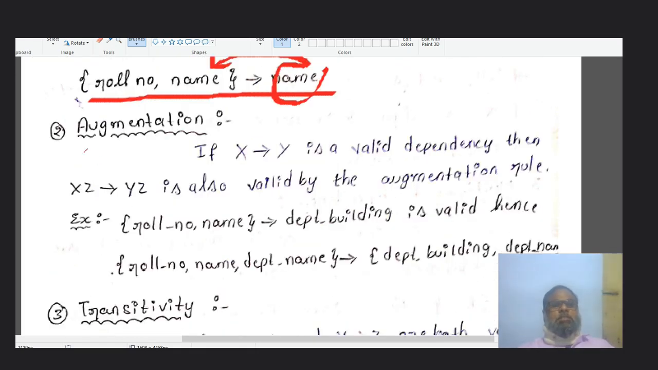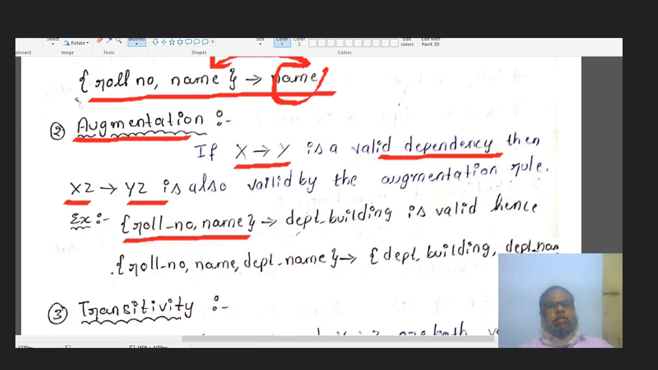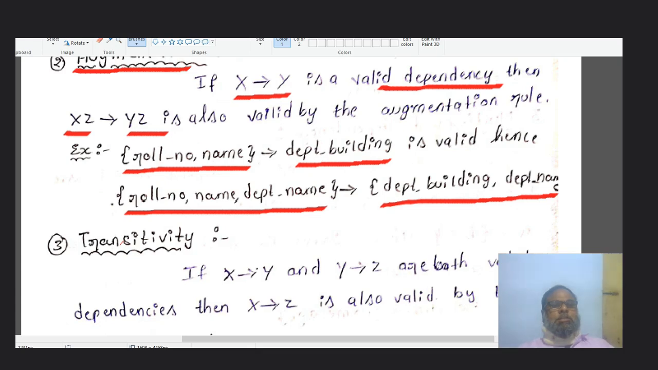Next one is the augmentation rule. In the augmentation rule, if X arrow Y is a valid functional dependency, then it can also be written as XZ arrow YZ. Observe this example. Roll number, name are determinants, determining the value of department building, and this can be written as roll number, name, department name arrow department building and department name. So this is called the augmentation property.